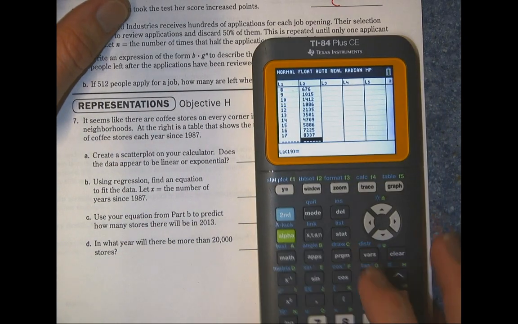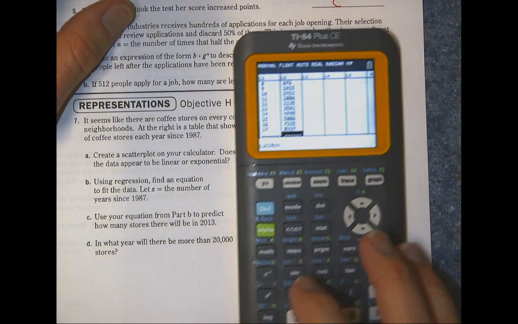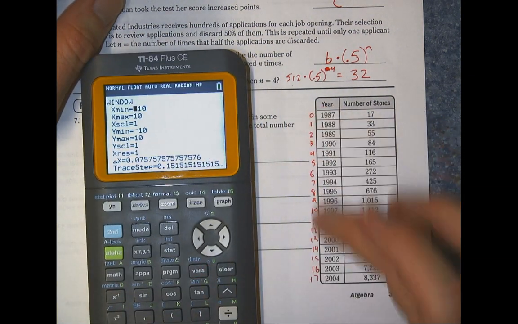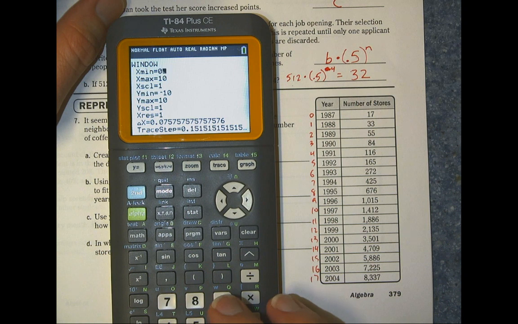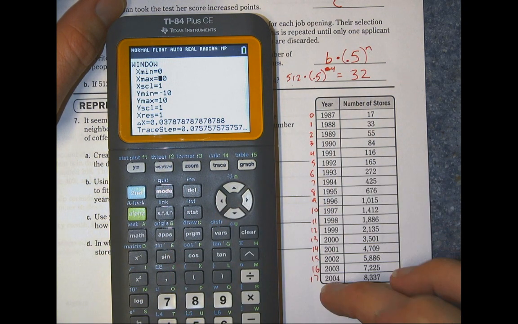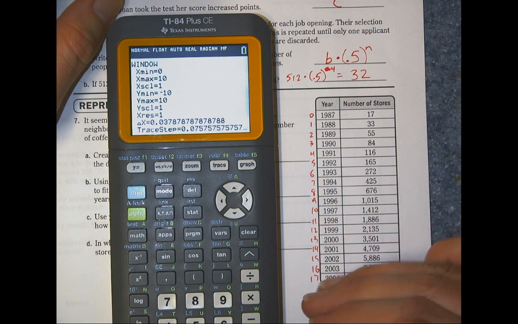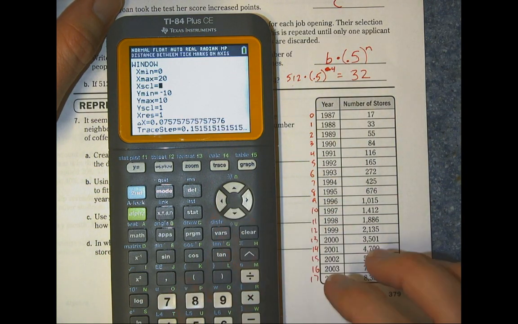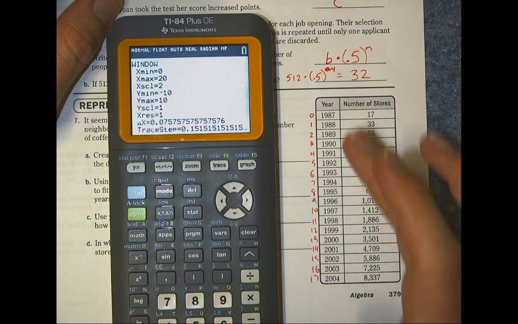So we're going to go ahead and create a scatter plot. And before I hit graph, I know my window is going to be off. So I'm going to go to window here. I got to go from 0 to 17. So I'm going to start with 0. And I like to go a little bit higher than this number so that my last point isn't right at the top of my screen. Give it a little bit of room. So I'm going to go to 20, and I'm going to count by 2s. Okay, you can count by 1s.